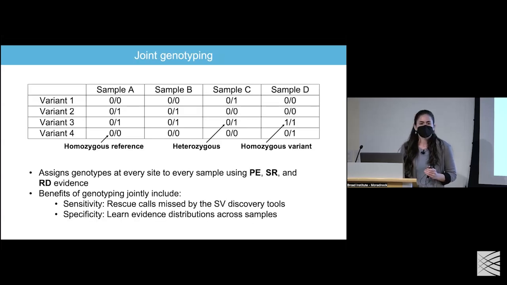Then we can move on to joint genotyping and assign genotypes at every site to every sample based on the PE, SR, and RD evidence. And similar to in SNP and indel calling, this increases both our sensitivity and specificity. We can rescue calls that may have been called in one sample but missed in another, and we can learn the evidence distributions across samples.